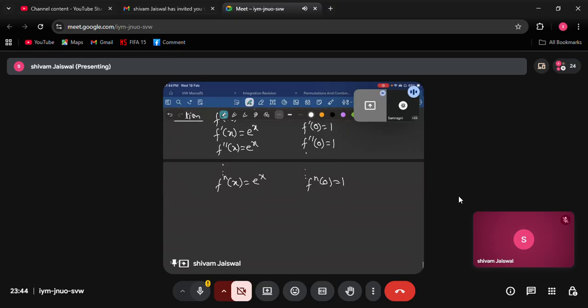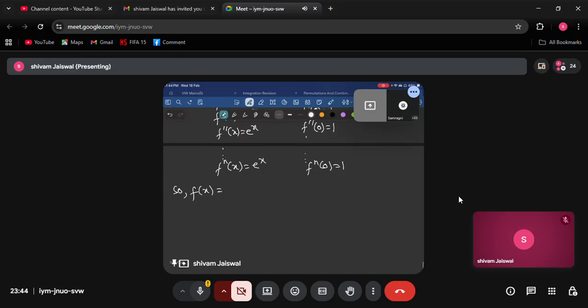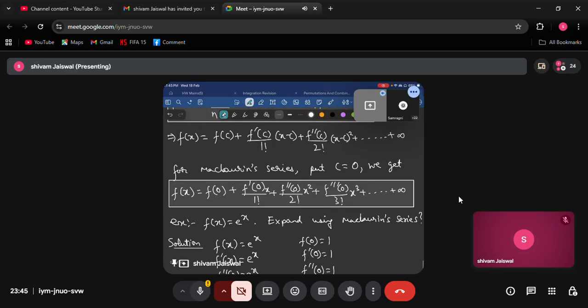So everyone, what is f of x? f of x will be equal to the summation of n equal to 0 to infinity of the nth derivative of f at 0 upon n factorial into x to the power n. Right, x to the power n only, right?